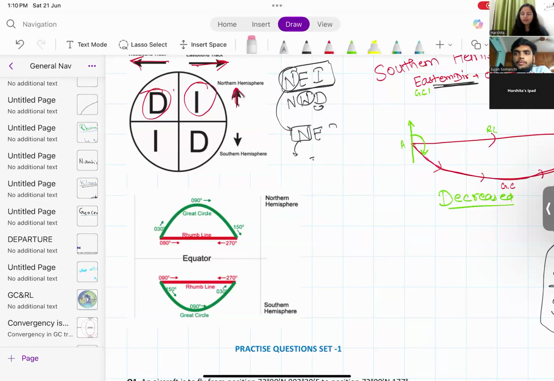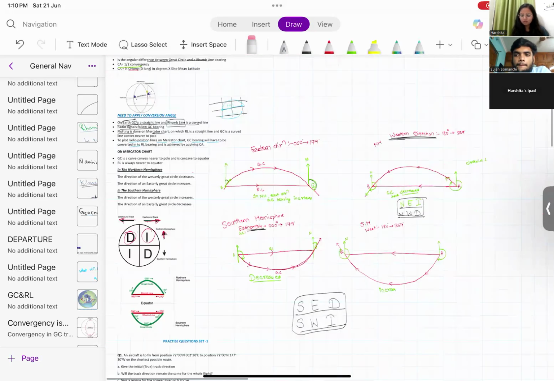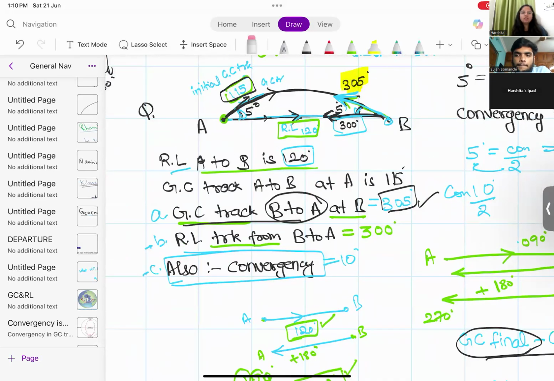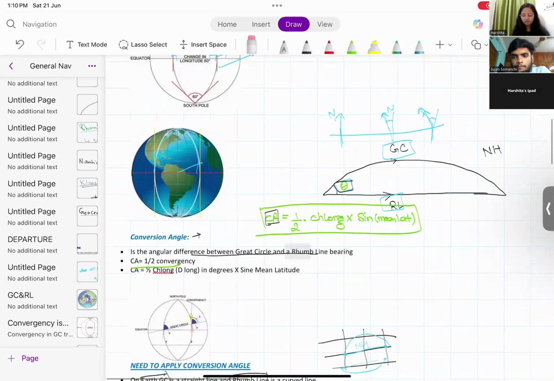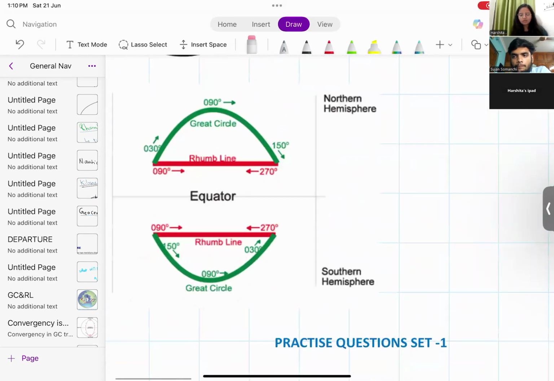This is a memory thing. And this will be asked in questions in the same way which I have asked you in this question. They'll give you rhumb lines, they'll give you GC tracks, they'll ask you anything. It's GC initial, GC final, convergency, convergence angle. All of these things will be covered from this part. See, the diagram is also given.